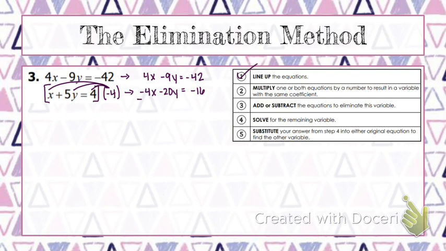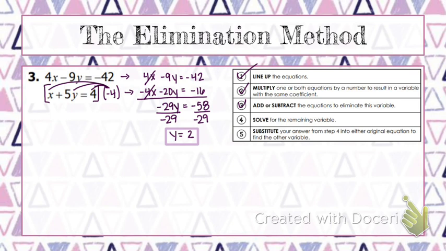So now we can add these two equations together. So 4x minus 4x is 0, so I'm just going to mark those out. Negative 9 minus 20 is negative 29y, and then negative 42 minus 16 is going to give us negative 58. So now we want to solve this equation for y, so we divide by negative 29 to get y equals positive 2.